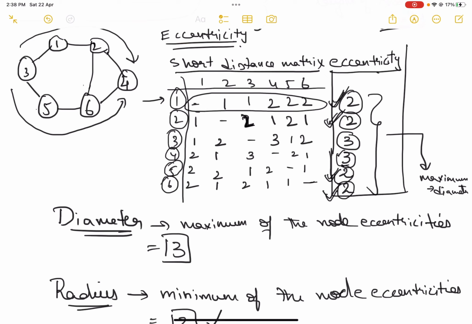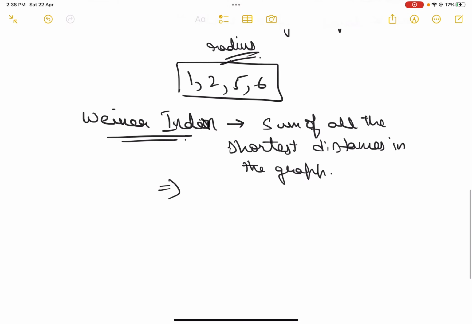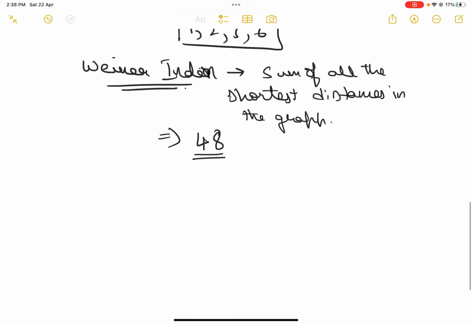So it is the sum of all the values that are there in this table. If you add these values, it's 1 plus 1, 2, 4, 6, 8, 9, 10, 11, 12, 13, 14, 15, 16, 17, 18, 19, 20, 21, 24, 26, 27, 30, 32, 33, 34, 35, 36, 37, 38, 39, 40, 41, 42, 44, 46, 47 and 48. So the Wiener index, or the sum of all the shortest distances in the graph, is basically 48. That is what Wiener index is.